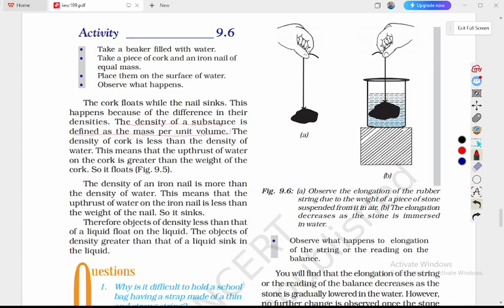The density of a cork is less than the density of water. It means that the upthrust of water on the cork is greater than the weight of the cork, so it floats. The density of an iron nail is more than the density of water. This means that the upthrust of water on the iron nail is less than the weight of the nail, so it sinks. Therefore, objects of density less than that of a liquid float on the liquid. Objects of density greater than that of the liquid sink in the liquid.